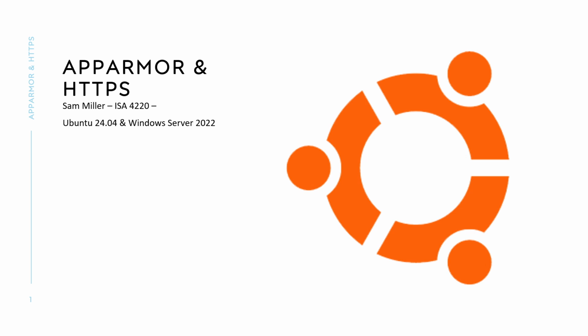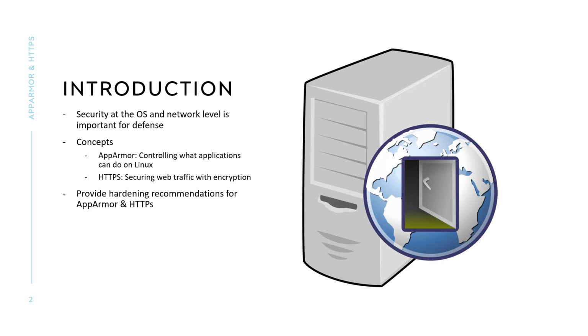Today I will be presenting on two key security tools: AppArmor, which controls what applications can do on Linux, and HTTPS, which secures traffic between clients and servers. So at both the operating system and network level, security controls are very important. So we're going to discuss a couple of tools that help out our servers, Ubuntu and Windows-wise.